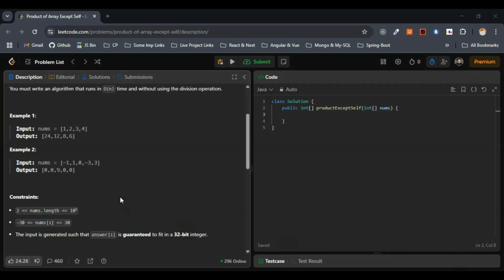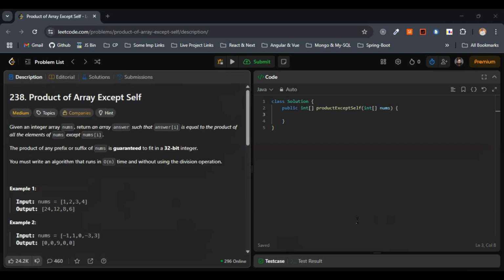So what shall we do first? Let's discuss the approach, followed by the complexities, before writing the code, and then let's write the code. First, as usual, let's discuss the approach.